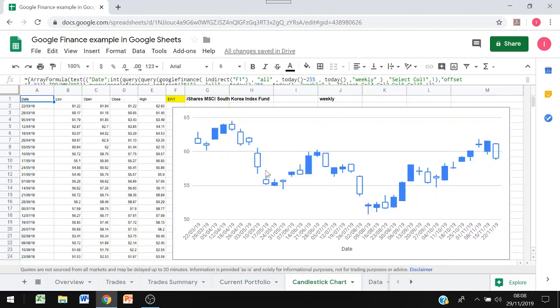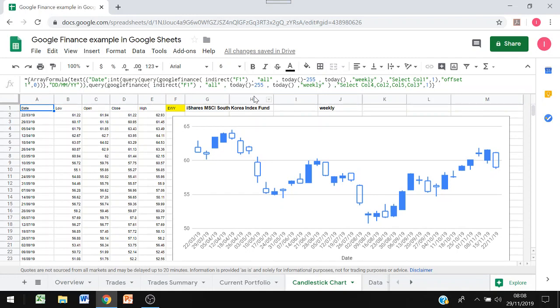This is a candlestick chart. I just borrowed the formula. It's actually quite a complicated one. But that's quite useful for plotting candlesticks off the automatic Google Finance data.